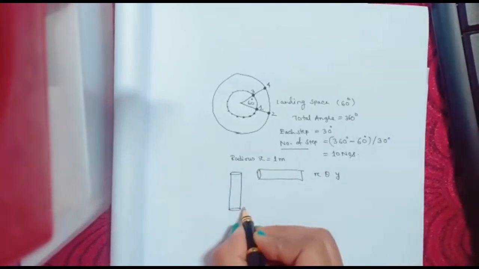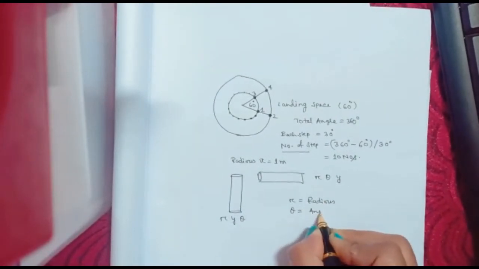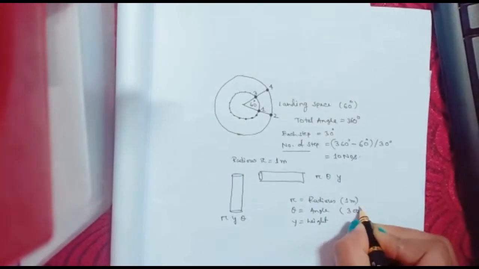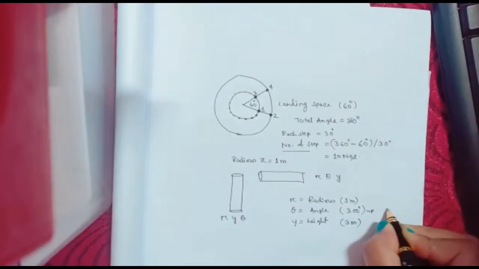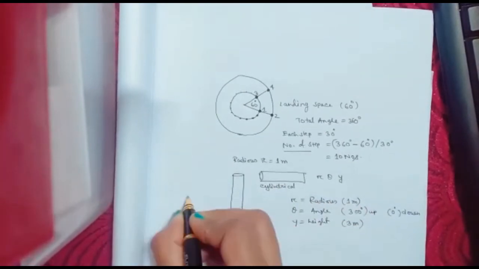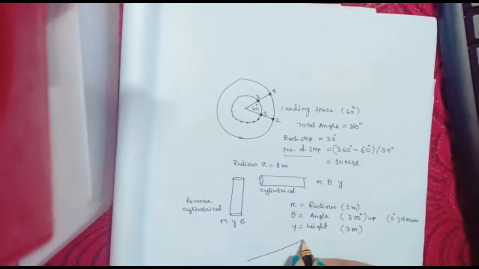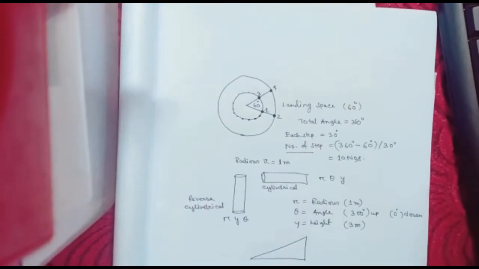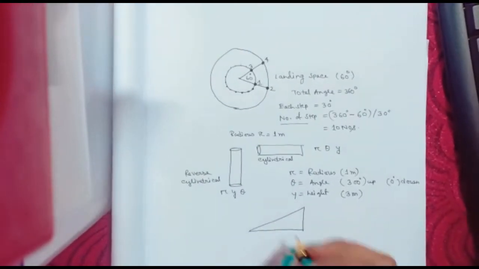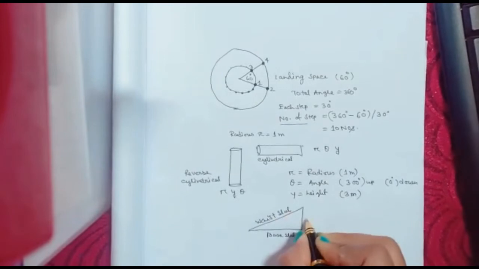Here I have calculated the number of steps. So the radius r is equal to 1 meter. And the formula of cylindrical coordinate system is r theta y, and reverse cylindrical coordinate is r y theta, where r is the radius, theta is the angle of rotation, and y is the height. Say the floor to floor height is 3 meter. So we have to define the coordinate as per this formula, r theta y and r y theta.